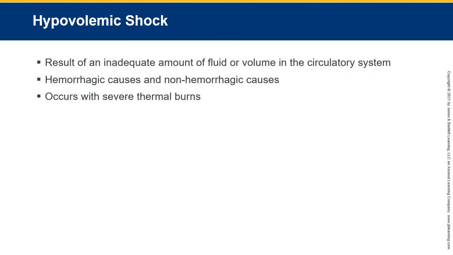Next is going to be hypovolemic shock. So hypo, low, and then volume, volemic shock. So it's going to be an inadequate volume of fluid, generally blood, in the circulatory system. So it can be either hemorrhagic, which is blood loss, or non-hemorrhagic, and it can occur with severe burns. Because if you think about it, your skin will actually keep in a lot of that fluid, not allow it to escape. And so people with severe burns can also have hypovolemic shock.